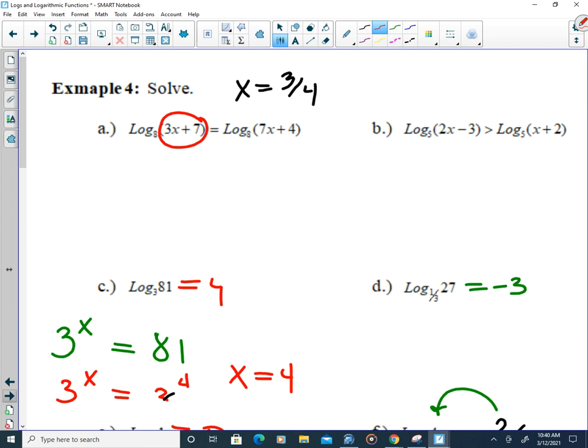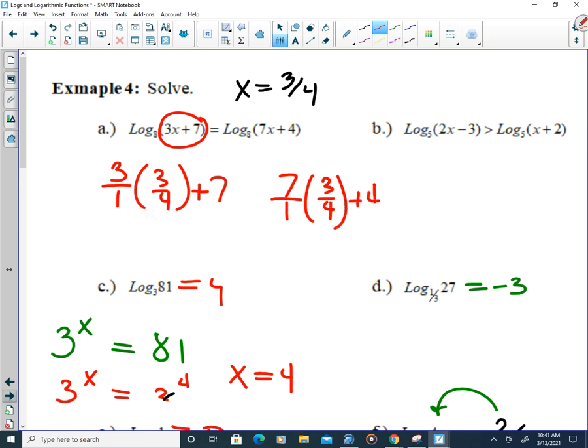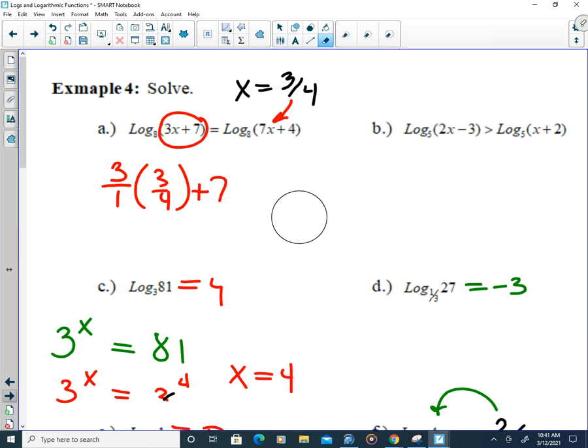So if you plug 3/4 in for x, do you get a positive number here? Yeah, we do. Do you get a positive number over here? I really don't care what the number is. All I care is that it's a positive number. So I'm not going to work it out. I'm just going to look at it and make sure it's a positive number. If I plug 3/4 then for x, does that equal a positive number? Yeah. So my solution is x equals 3/4.